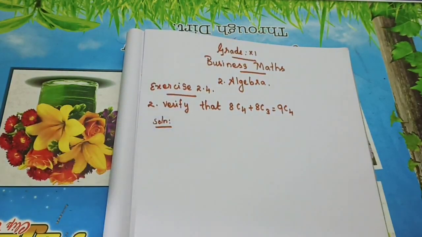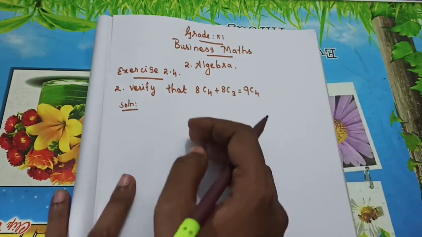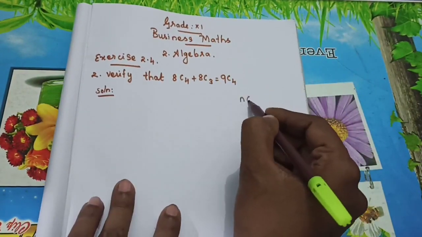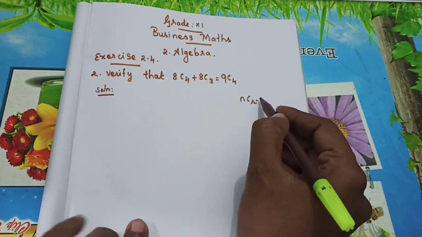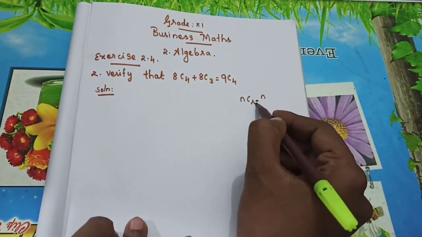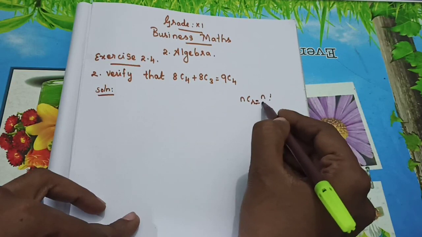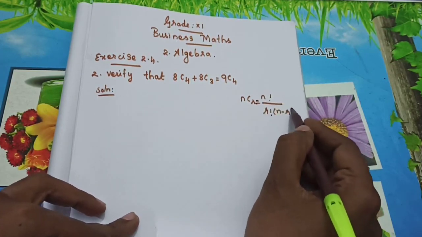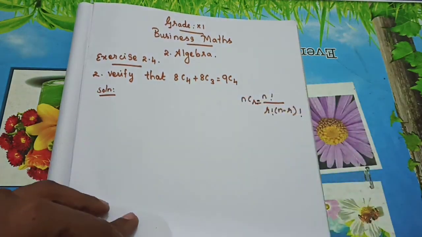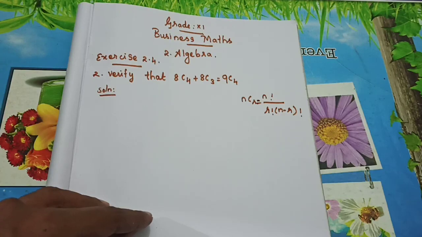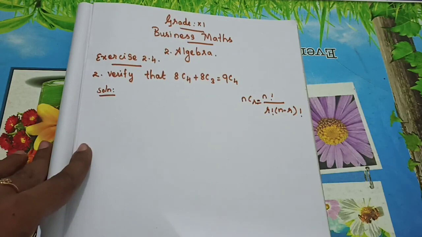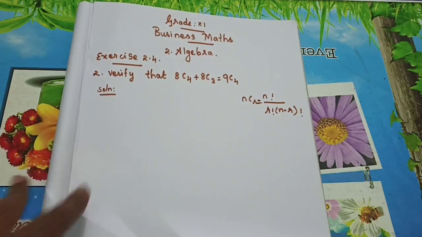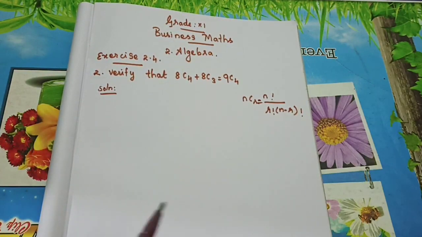First, I am writing the formula for nCr. What's the formula for nCr? We have learned already. nCr is equal to n factorial divided by r factorial into (n minus r) factorial. So we are going to use this formula here.